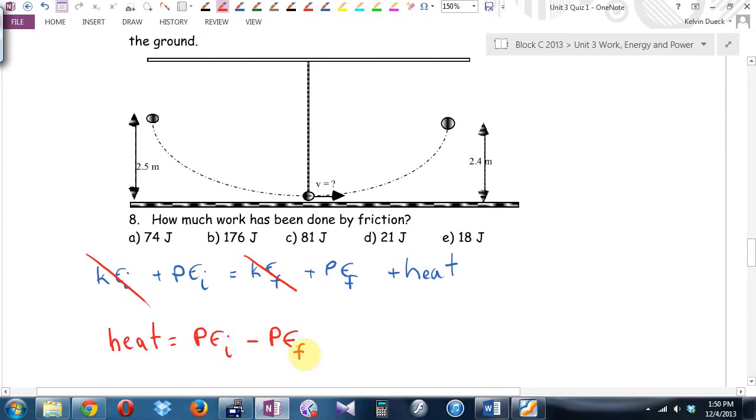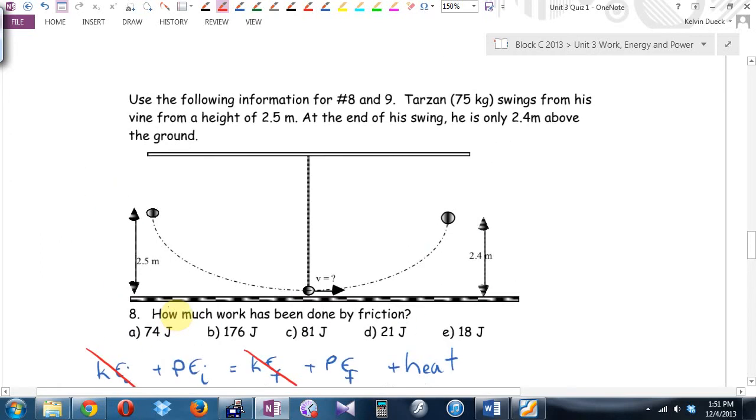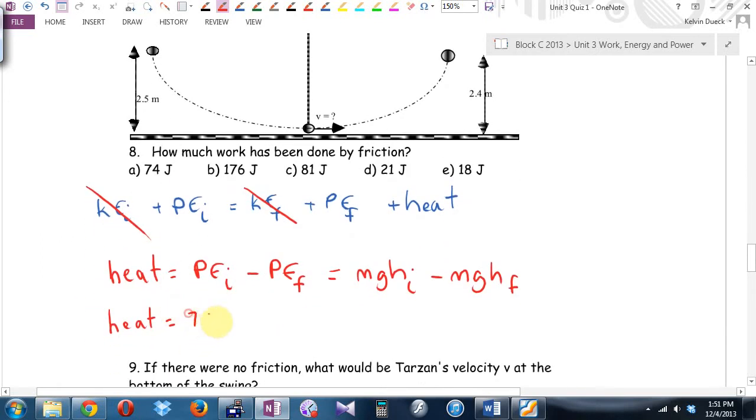Not dividing by final to move it over. Minusing. I think it's going to be mgh initial minus mgh final. Okay. Hey, does the mass cancel here? No mass in heat, so no. Heat is going to be, what was Tarzan, 75? 75 times 9.8 times 2.5 minus 75 times 9.8 times 2.4.